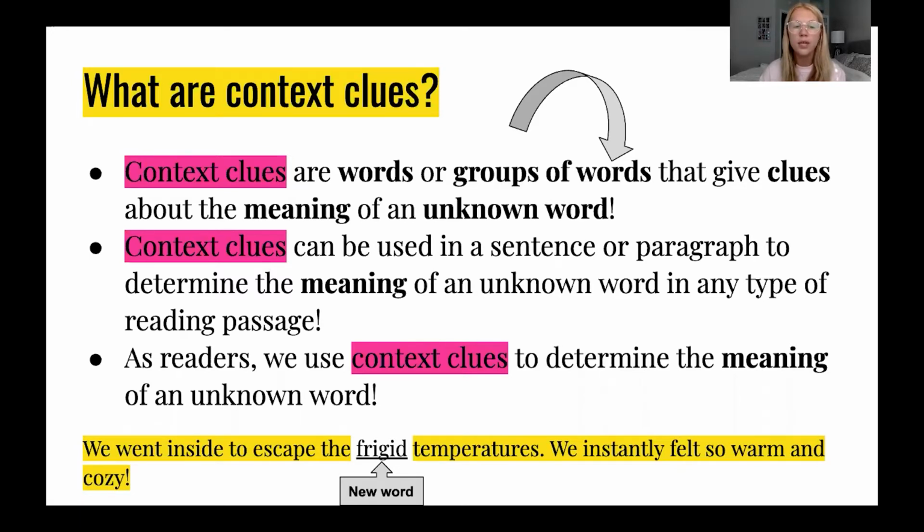So if you look all the way on the bottom, we have a sentence highlighted in yellow, and it says, "We went inside to escape the frigid temperatures. We instantly felt so warm and cozy." So the word frigid is our unknown word, our new word in the sentence. So we went inside to escape the frigid temperatures. We instantly felt so warm and cozy. See, frigid is underlined, and all of the words around frigid, all of the words that are highlighted in yellow, are our context clues. Those words can help us identify what exactly frigid means. So we know they went inside to escape the frigid temperatures, and instantly when they went inside, they felt warm and cozy. So using the context clues within this sentence, we can assume that the word frigid means cold temperatures.